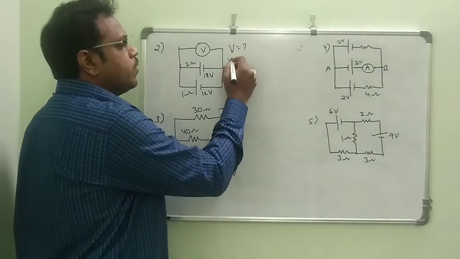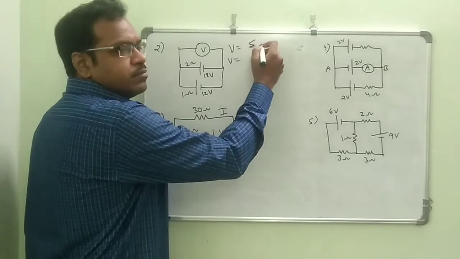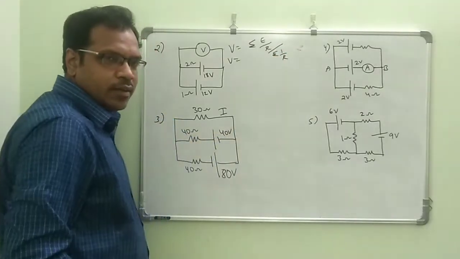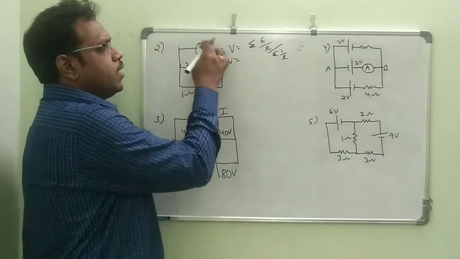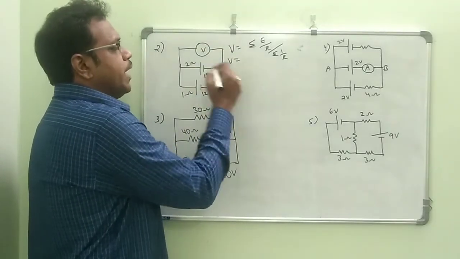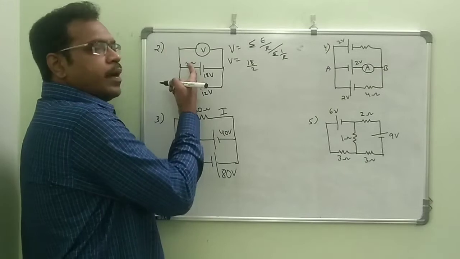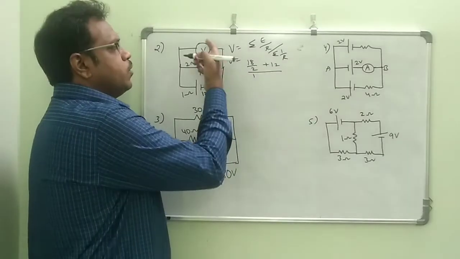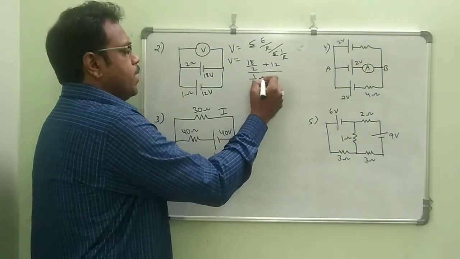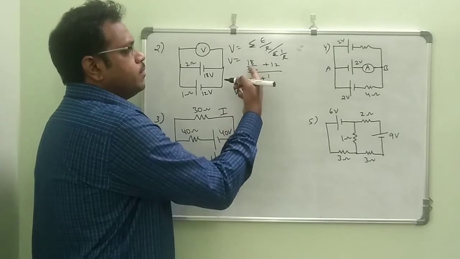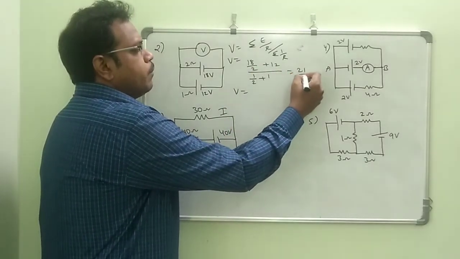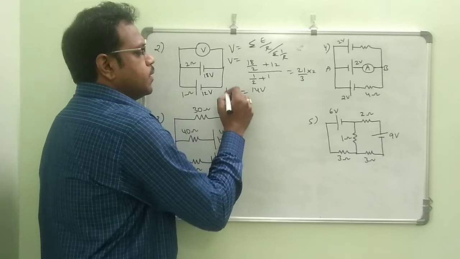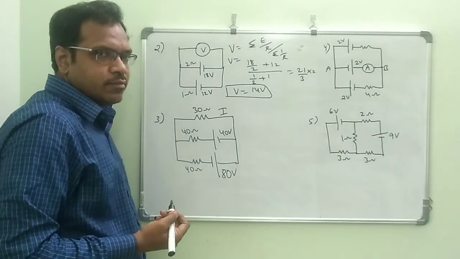So common potential, what is the formula? V is equal to sigma E by R over sigma 1 by R. So now we can use the common potential. There is nothing here. Okay, so V is equal to 18 by 2, 12 by 1, over 1 by 2 plus 1 by 1, no resistance here. So V is equal to 9 plus 12, 21, over 3 by 2, so 14 volts. Easily we can calculate. Okay.